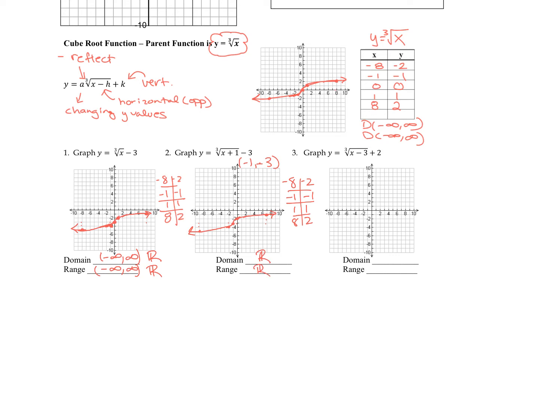So why don't you try to graph 3 on your own? Pause the video, come back, and let's check how you did. So how did you do? Did you get a starting point of positive 3, positive 2? And then you're going to move your 1, 1, negative 1, negative 1, your 8, 2, negative 8, negative 2 from that starting point. And my domain and range is all real numbers.